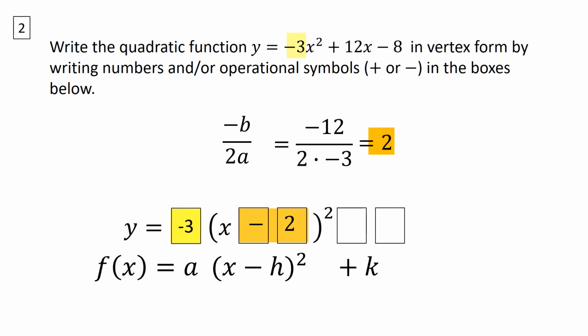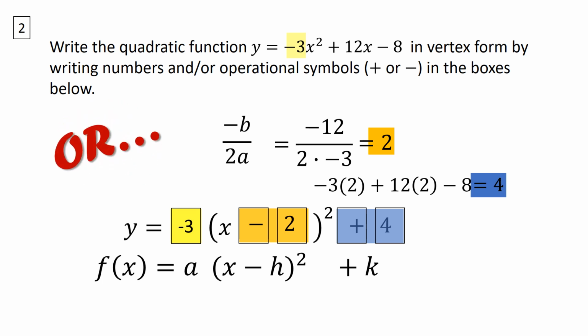Well, I've got my a, I've got my h. How do I get my k? We're going to plug in this 2 we just found into the original equation. That's what the equation's job is. Once you know an x value, it finds a y value to go with it. Since k is the y value of the vertex, we just need to find the y value that goes with 2. So plug that into the equation, and that's going to spit out 4. So my k value is 4. Y's tell the truth, so that's going to be a +4. So -3 times x minus 2 squared plus 4. Now that is one way to do this problem, but it is not the only way to do this problem.